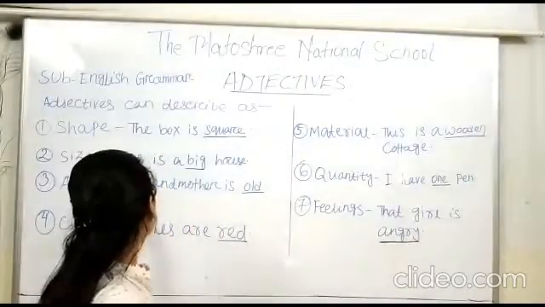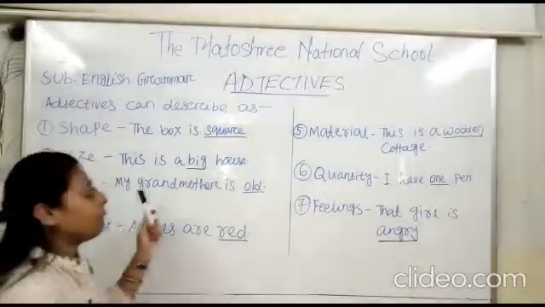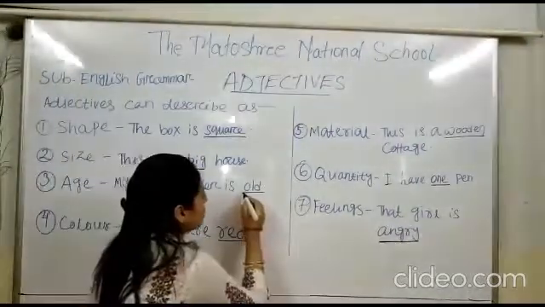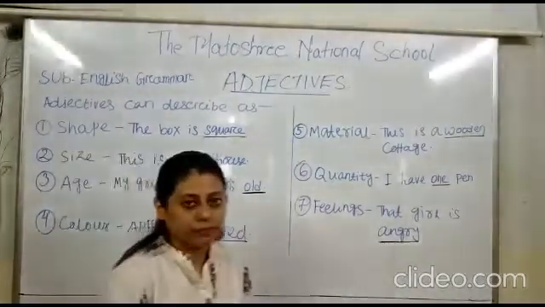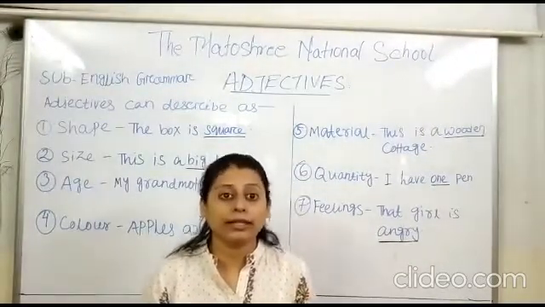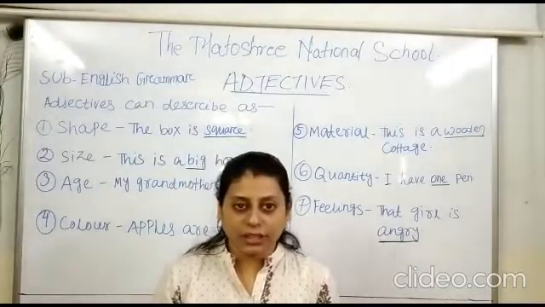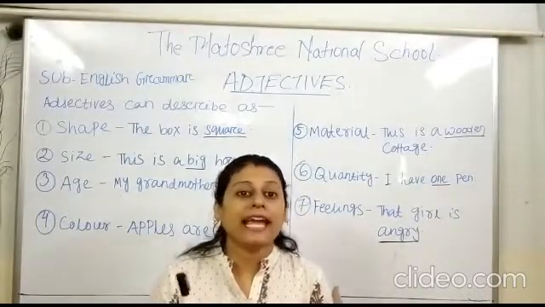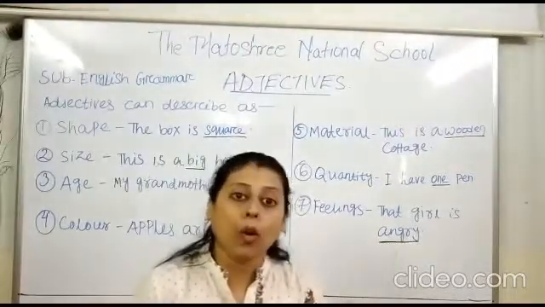Okay. So third is age. My grandmother is old. Here, old is an adjective. We all have grandparents at home. They are much older than our parents. So old is an adjective which shows the age of the person. Okay. So, my grandmother is old.